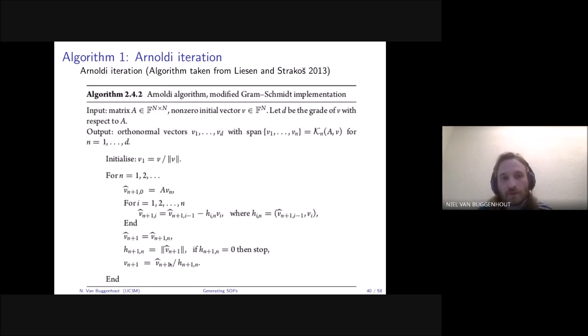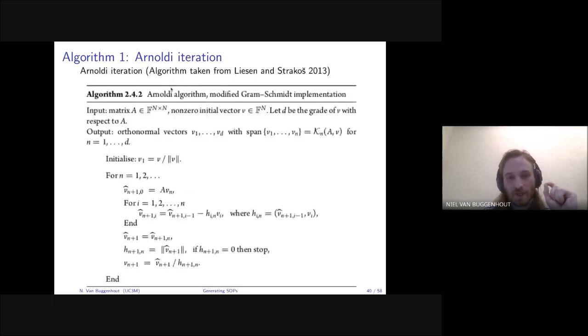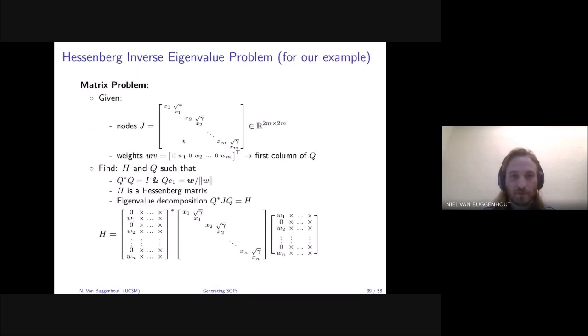And just as before, we can use an algorithm called the Arnoldi iteration, based on these Krylov subspaces. Again, I have taken the algorithm from the Liesen and Strakos book. We will not go into detail on this one either. But I do want to note that we cannot use the Lanczos iteration anymore because this matrix J that we are given is no longer a Hermitian matrix. If we take the transpose, we see that our gamma now appears on the subdiagonal.